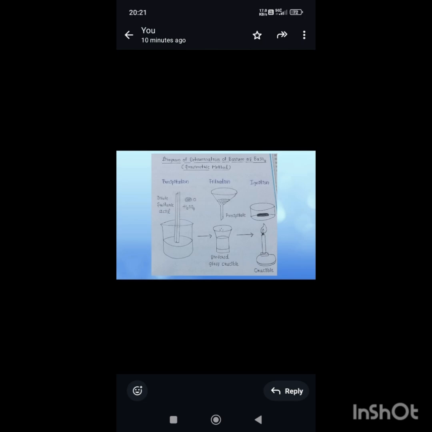Diagram of determination of barium as barium sulfate by the gravimetric method. First one, precipitation. Second one, filtration. And third one, ignition.